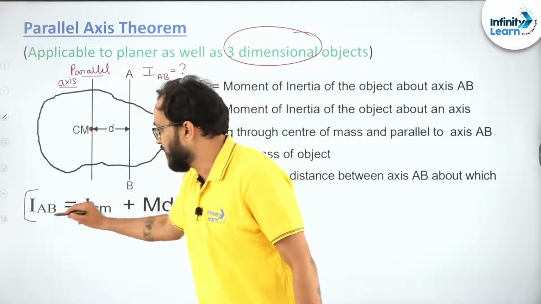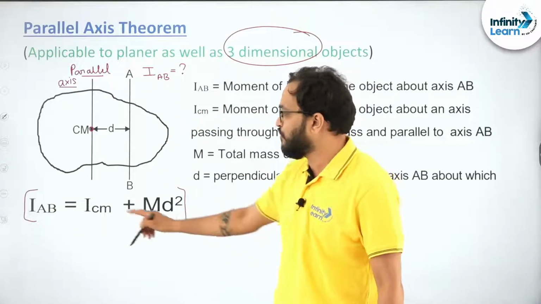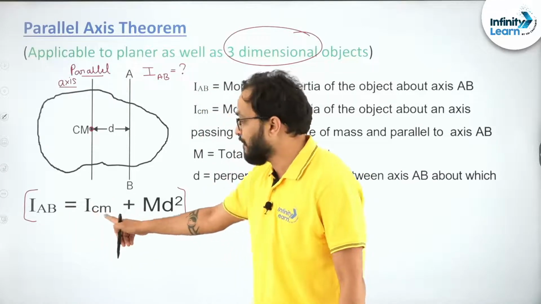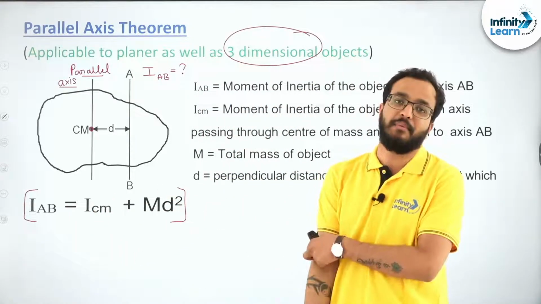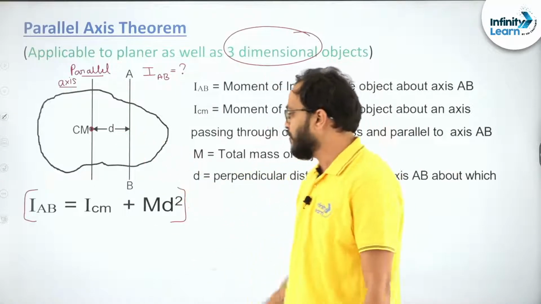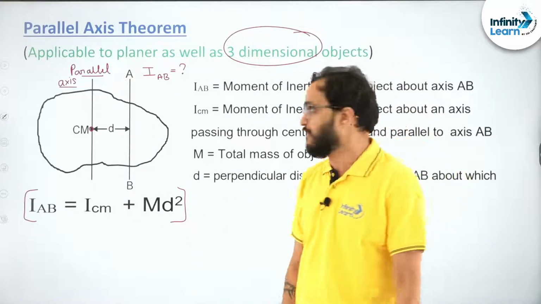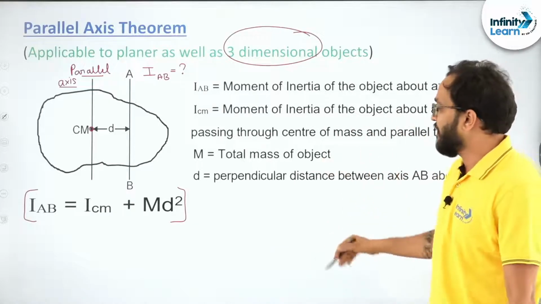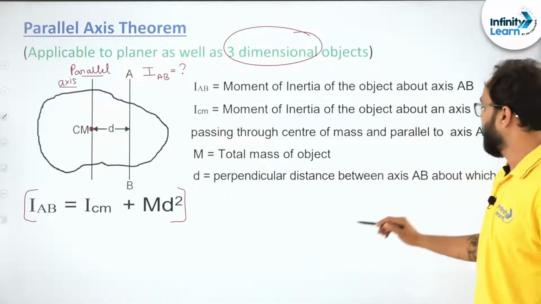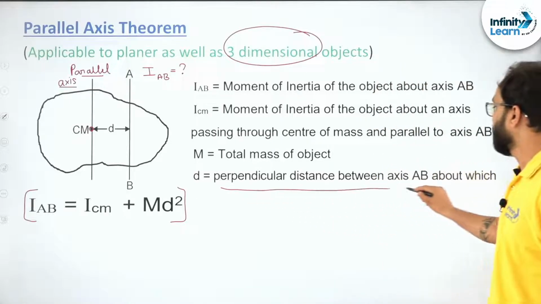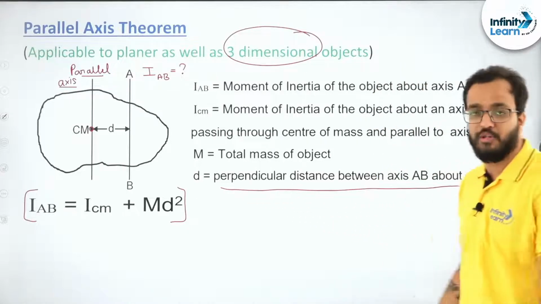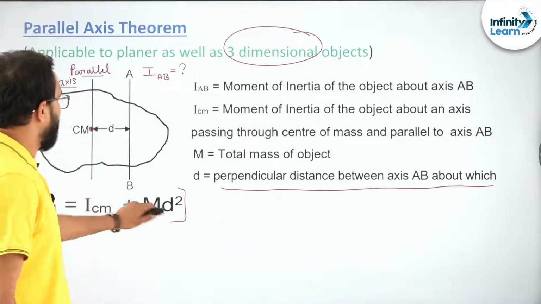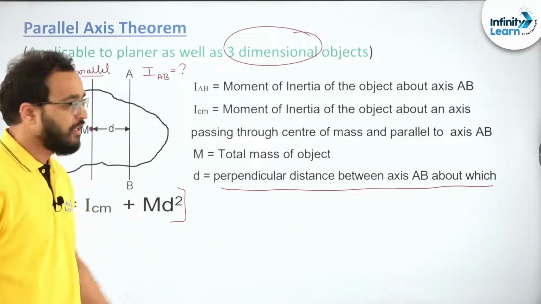Can you see this formula? I_AB is equal to I about COM, parallel axis, plus M d square. d is the perpendicular distance between both the axes. So we can directly apply this concept and get the answer. Here I have mentioned the meaning of I_AB and I_CM. M is the total mass, d is the perpendicular distance between the axes, AB being the axis about which we need to figure out the moment of inertia, right? I hope you have understood this. So this is the parallel axis theorem.